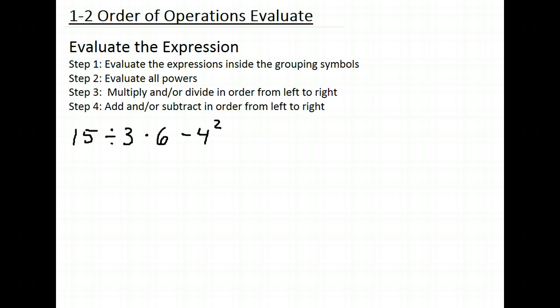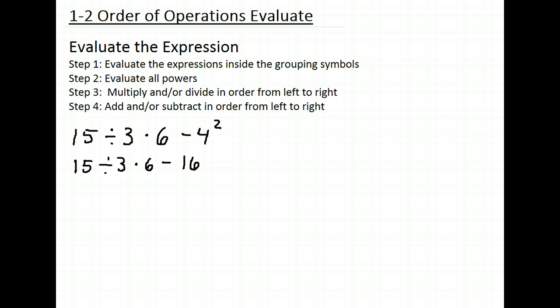So we just write it out step by step. So we have 15 divided by 3 times 6 minus that 4 squared. 4 squared is 16 because 4 times 4 is 16. So now we have 15 divided by 3 times 6 minus 16. Okay, we're taking care of our powers.